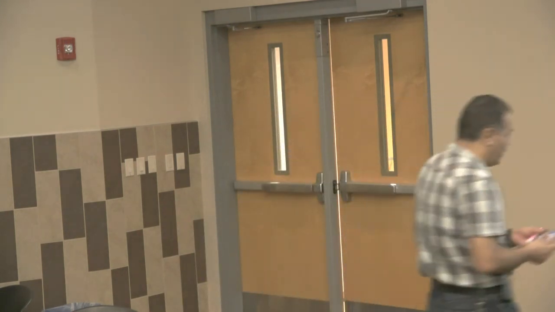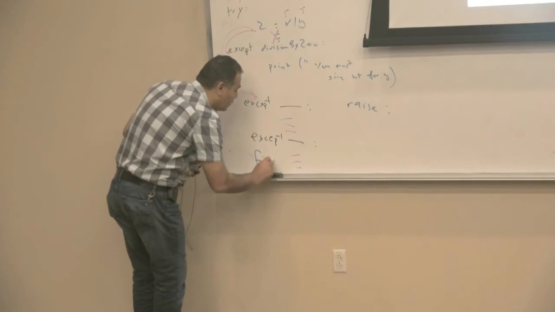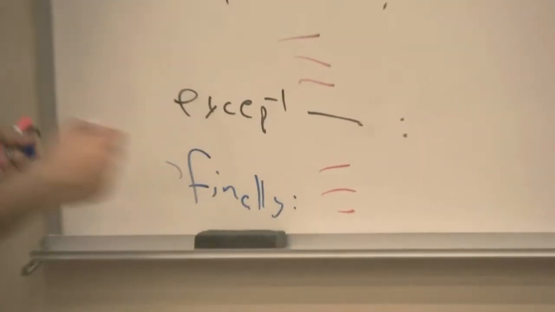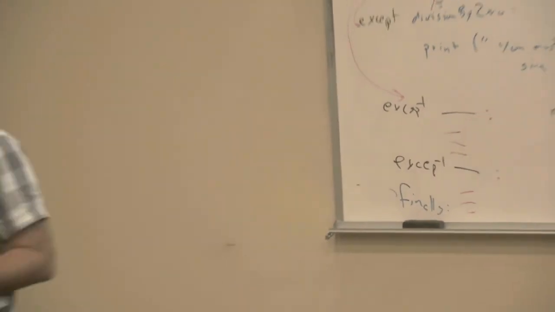Number 4, there is a statement called finally. So there is try, except as much as you want, and there's something called finally. What does finally do? Whatever is in the finally block will be executed once, regardless of whether you went through an exception or not. So what do we use finally for? For cleanup.